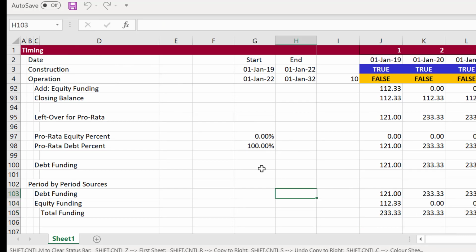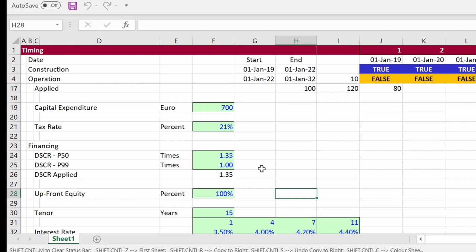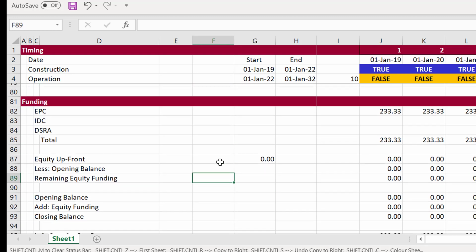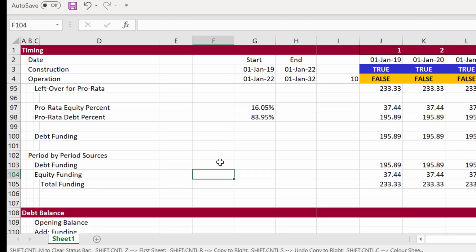Now, of course, I've wasted too much time on this pro rata issue. If I would put 0 here, which I'll leave, then it's all completely smooth.